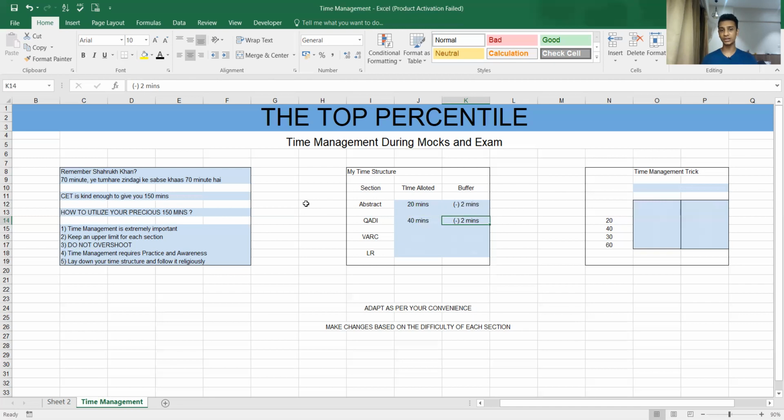And I'll try to finish off QADI inside of 38 minutes. Well, at the end, if there is some more time left, I can come back to QADI again. But when I'm solving it for the first time, 40 minutes is what I would give straight up at max.